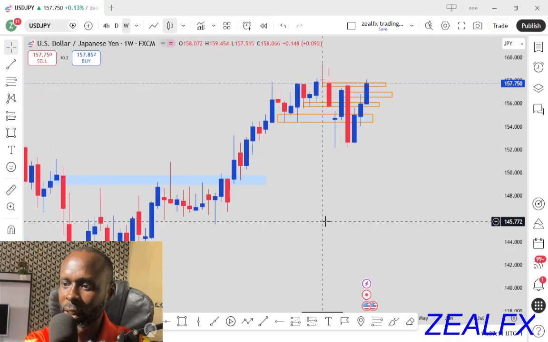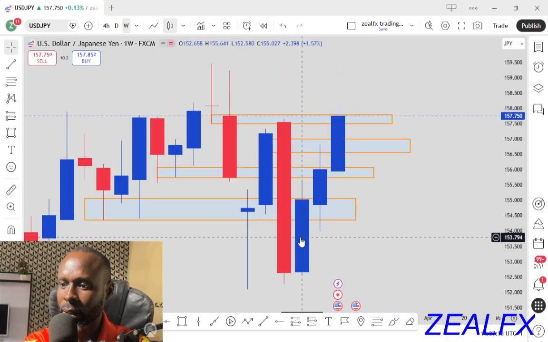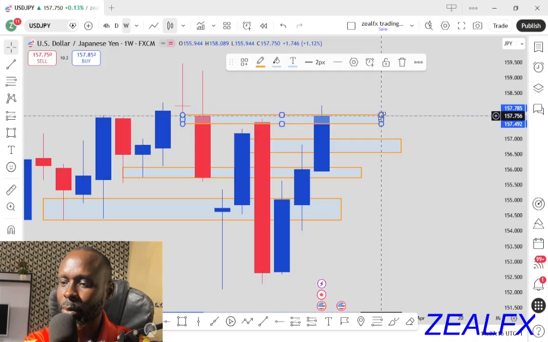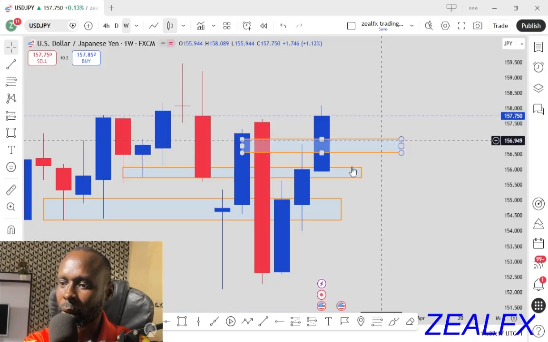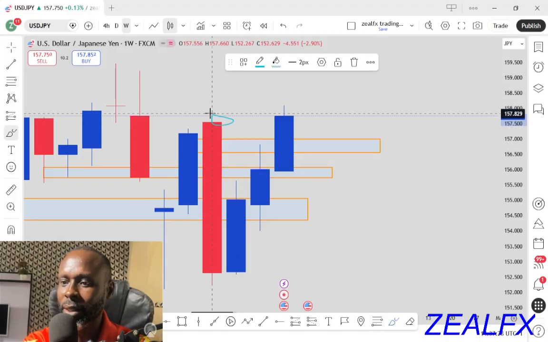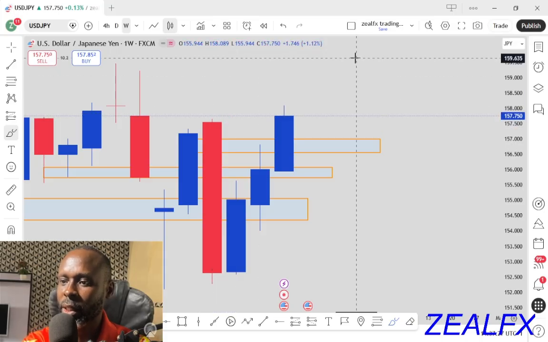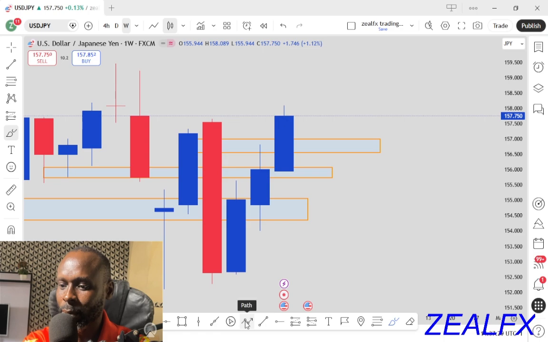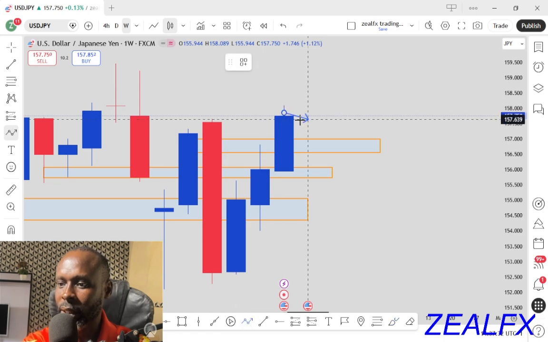So on my weekly chart of the USDJPY, we can clearly see that price has converted this particular resistance level into a support level, which indicates that we expect price to retest this level. Then we can start looking for a buying opportunity for the USDJPY.